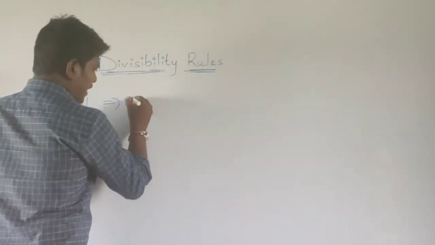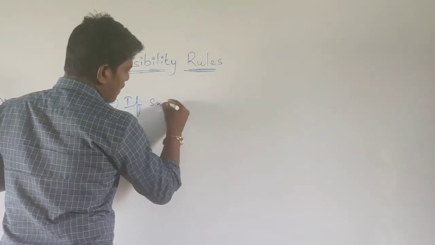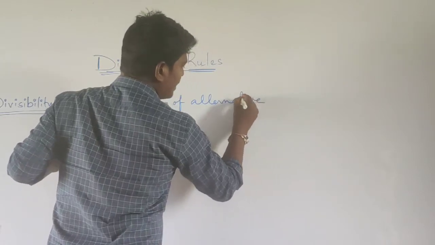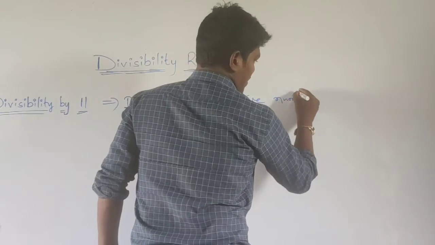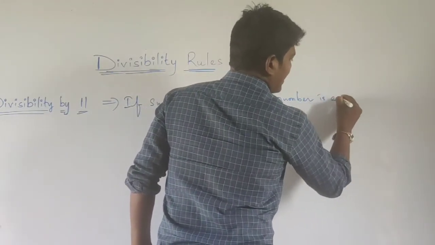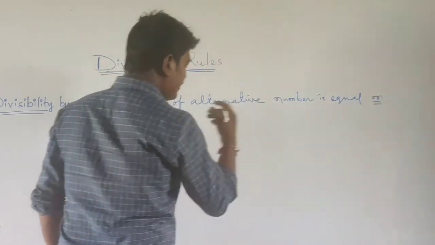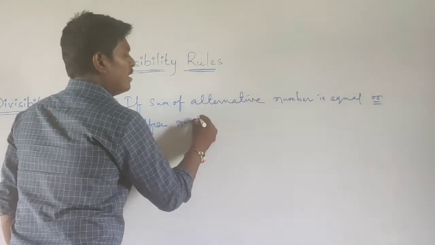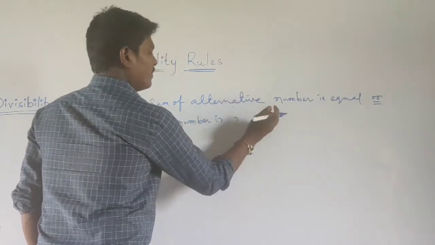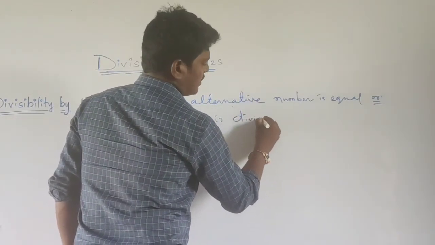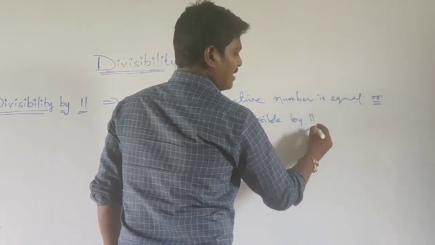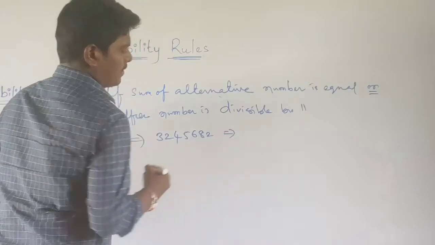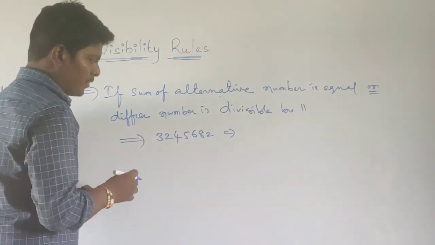Just understand here. If the sum of alternative numbers is equal, or the difference of the sums is divisible by 11, then the number is also divisible by 11. We take one example.